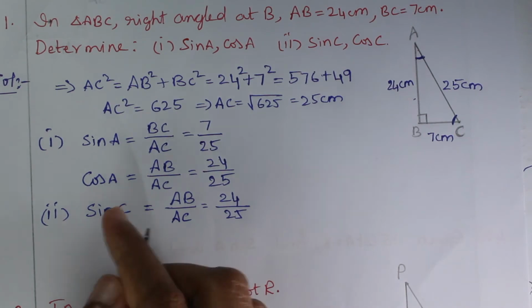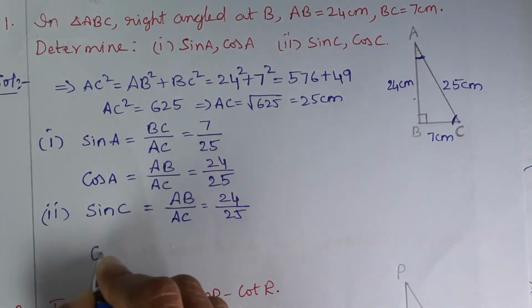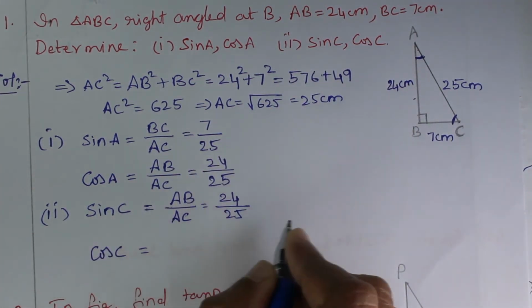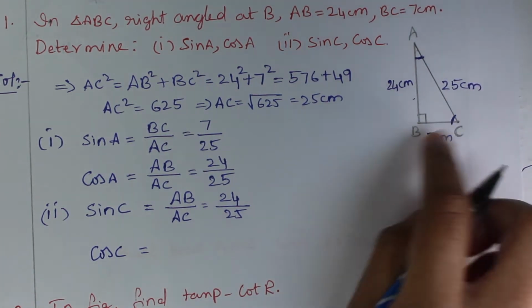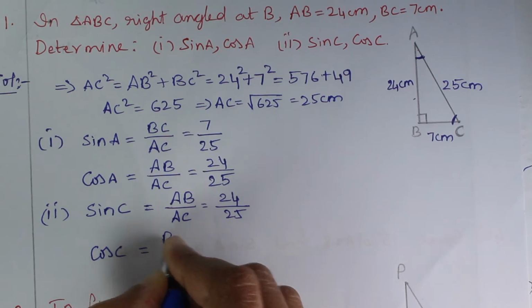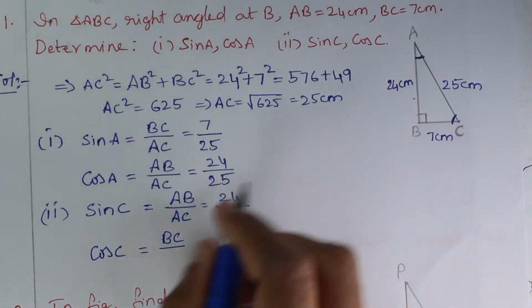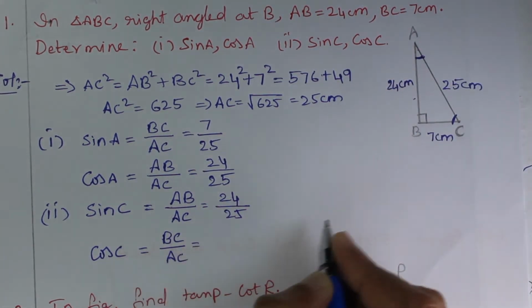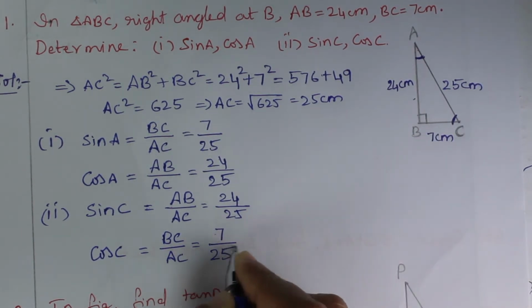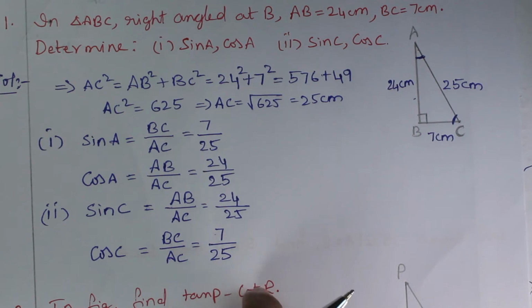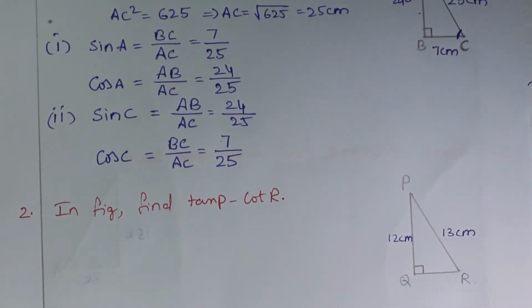Now we have to calculate cos C. Cos C is equal to, what is adjacent side of angle C? BC, right? BC divided by hypotenuse is AC. So what is BC? BC is 7 divided by AC is 25. So cos C is 7 by 25. Hope this is clear for you. Now let's move to the second question.